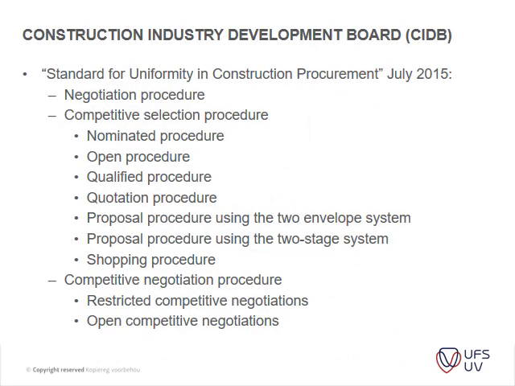Okay, then I just included something additional. It's the Construction Industry Development Board. They have a standard form of tender procedures, the standard for uniformity in construction procurement. So if you're on the contractor side, you can check whether a tender that you're tendering on actually adheres to these parameters. And when you're a consultant, you can also check whether your contract is adhering to this.